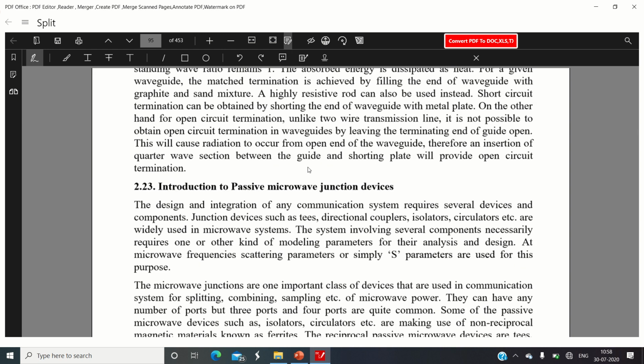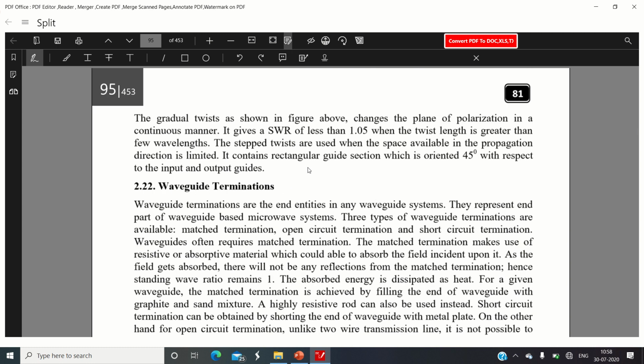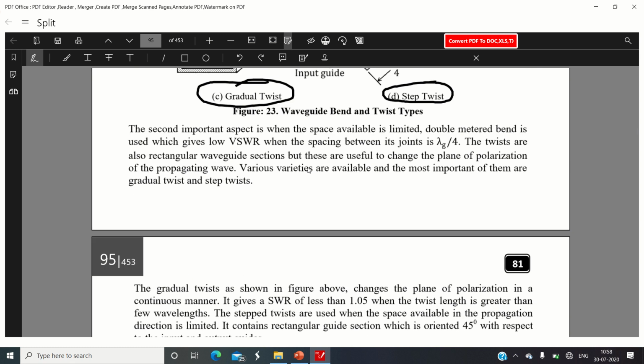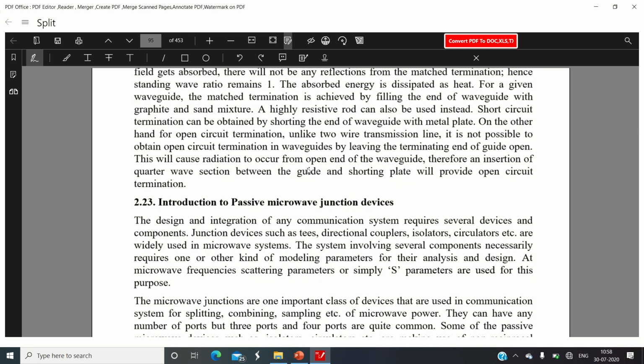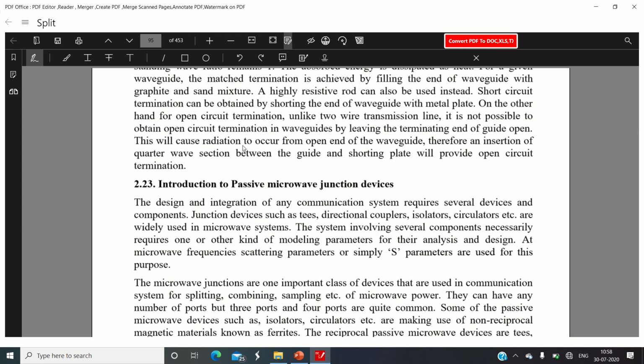Here all the basic waveguide based passive devices have been discussed, and there are still more junction based devices left. These junction based devices are again fabricated using pieces of rectangular waveguide section, and in our next lecture we will see the details of all these passive microwave junction based devices.